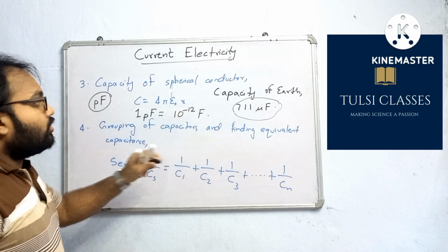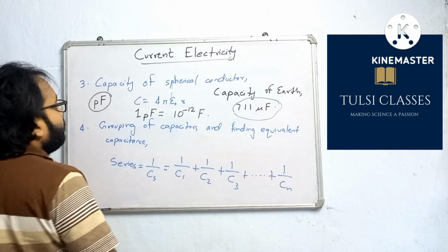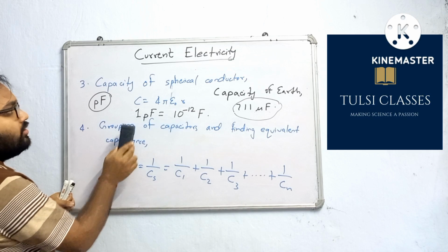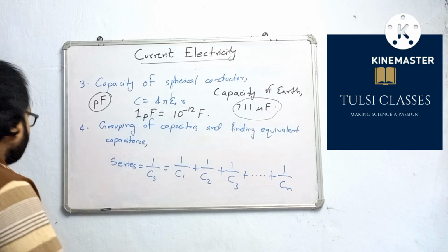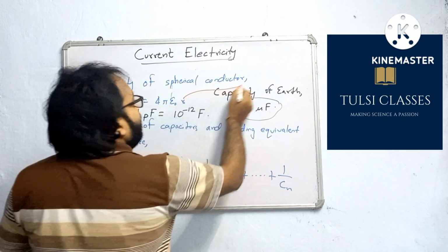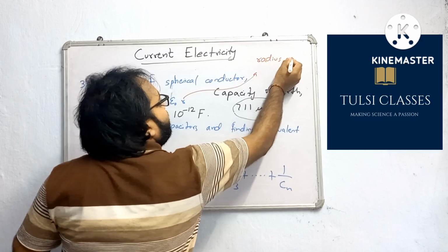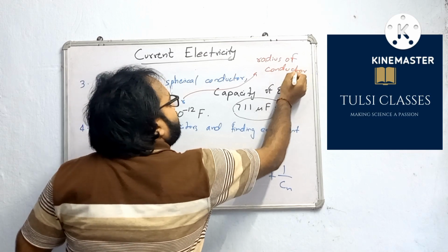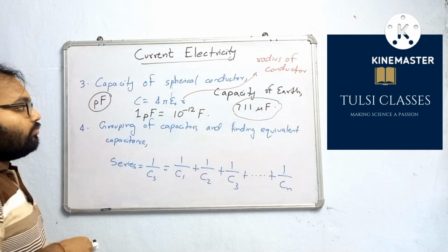One more thing, if 1 nanofarad is given, then I am erasing this, as you have seen this thing, 4 pi epsilon naught into R. R is the radius of spherical conductor. R is radius of conductor. See, here I have written radius of conductor, that you will put in SI unit meter.